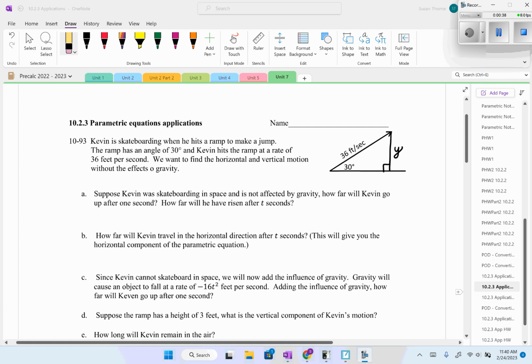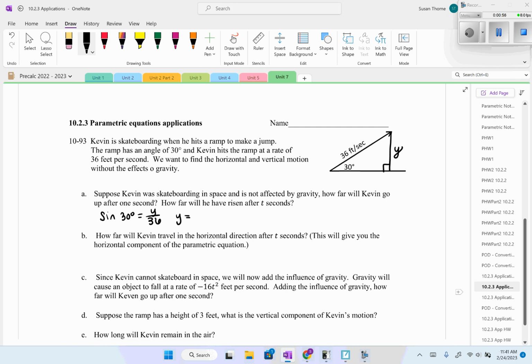We're trying to figure out our y distance. So y, of course, from the angle is the opposite, and we have 36 feet per second, which is a hypotenuse, which tells us we're using our sine equation. So we have the sine of 30 degrees equals y over 36. And to solve for y, we multiply both sides by 36. So 36 times the sine of 30 degrees. And from our unit circle, we know the sine of 30 degrees is 1/2. So y equals 36 times 1/2 gives us 18 feet.